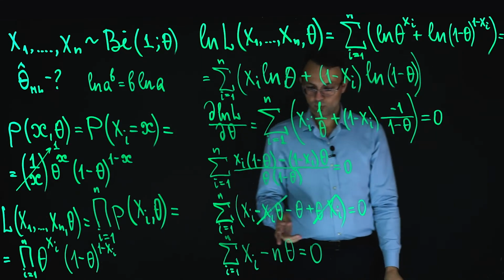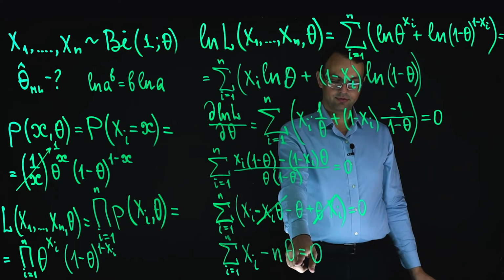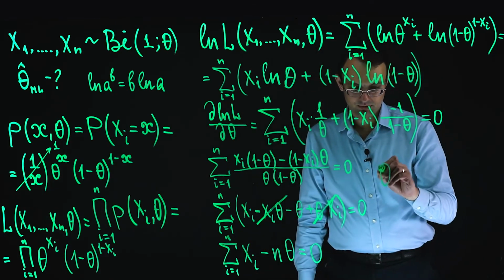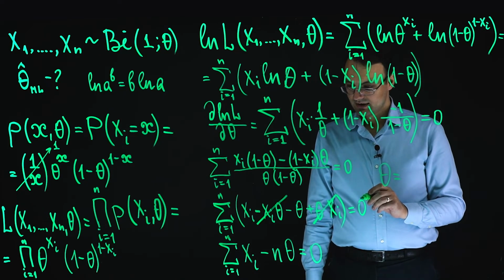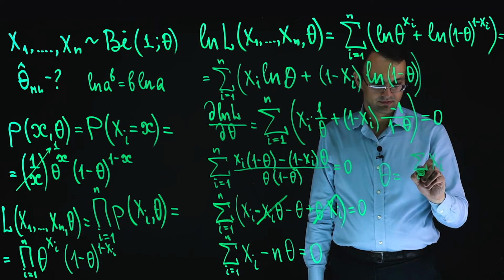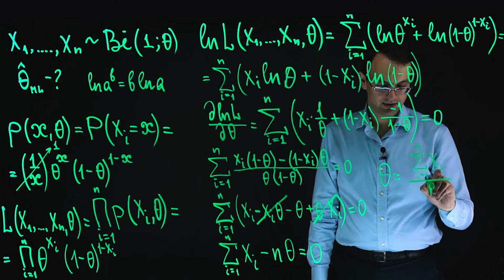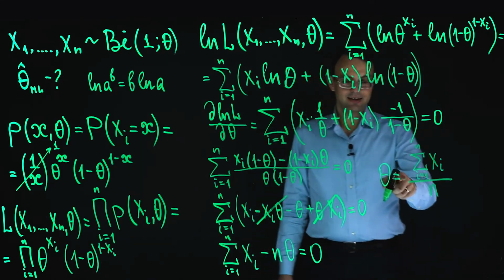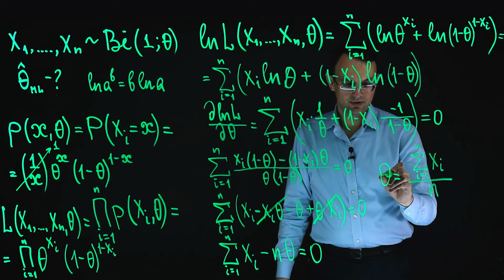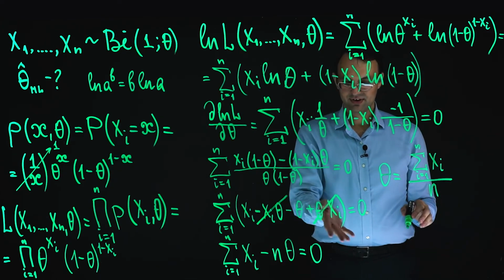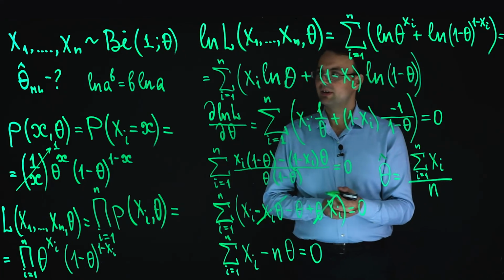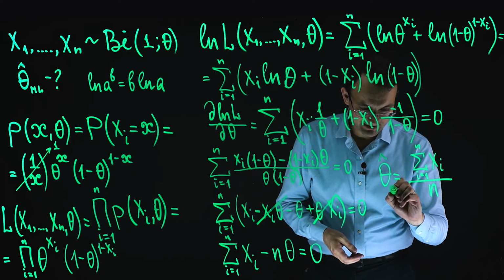And now we can easily express theta from this equation. We can easily solve it for theta. If we do so, we'll get that theta is equal to the sum of x's divided by n. And this is the estimator, the estimator we were asked to find. The result when we solve this equation is the estimator. So I can now say that this is theta hat, or even more, that this is the maximum likelihood estimator.